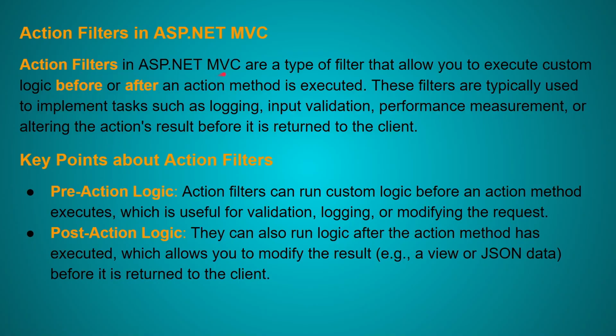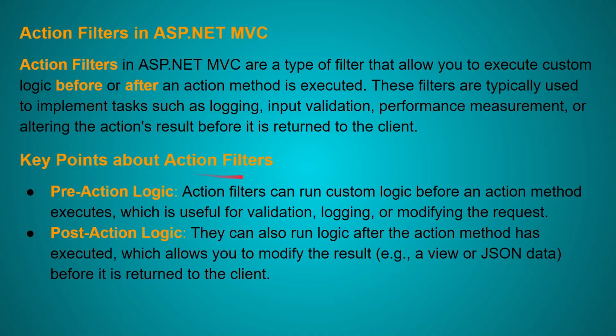Action filters in ASP.NET MVC are a type of filter that allows you to execute custom logic before or after an action method is executed. These filters are typically used to implement tasks such as logging, input validation, performance measurement, or altering the action's result before it is returned to the client.